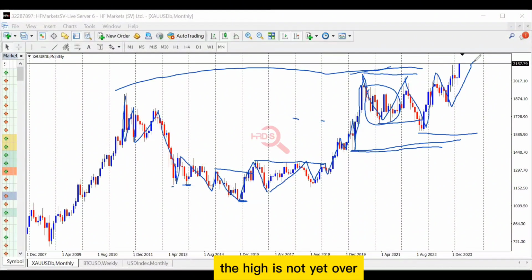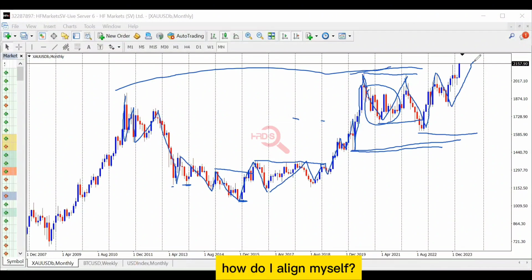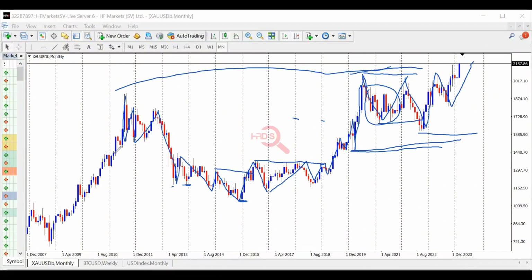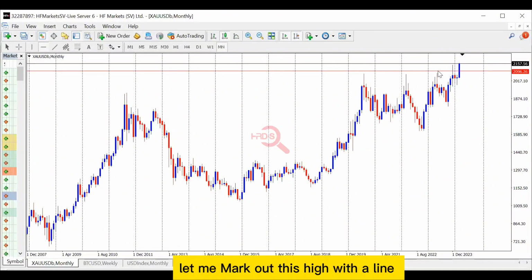The high is not yet over. So I'm expecting more upside movement in gold. So how do I align myself? How do I trade this gold if I am to trade it right now? Okay, let me clear off this. So let me mark out this high with a line.